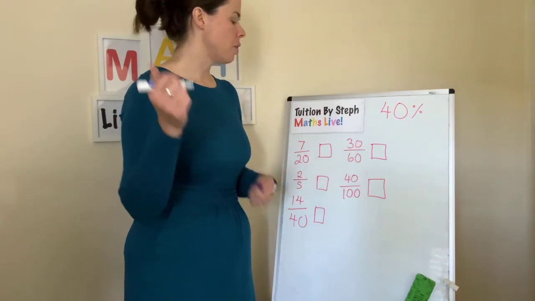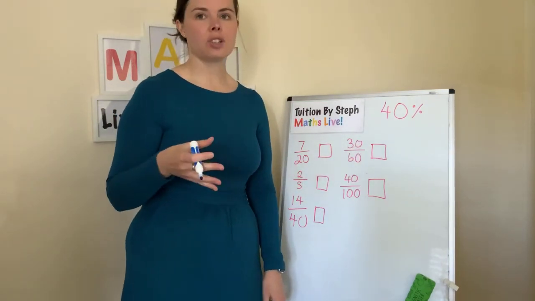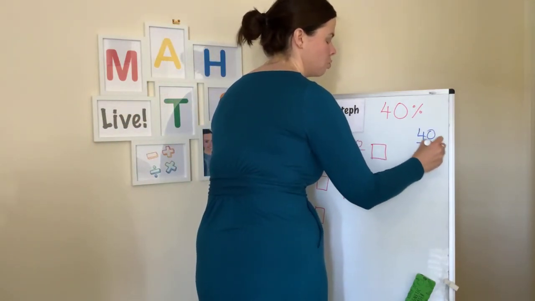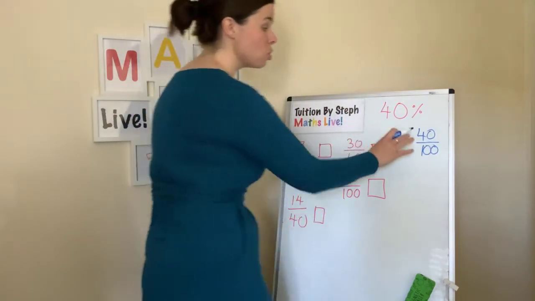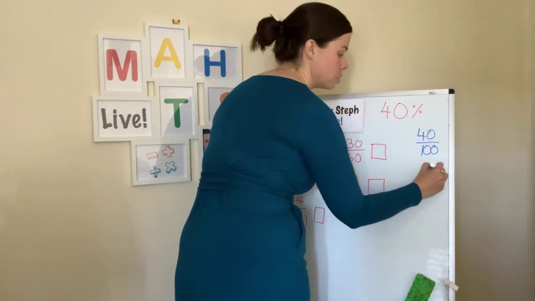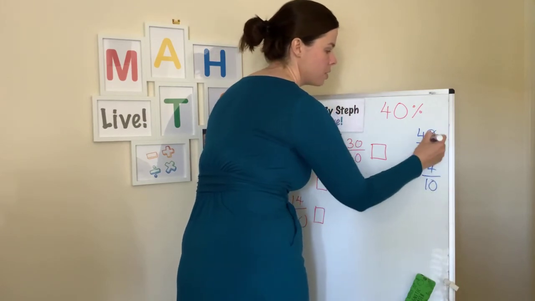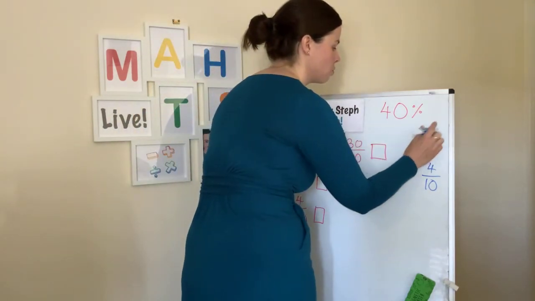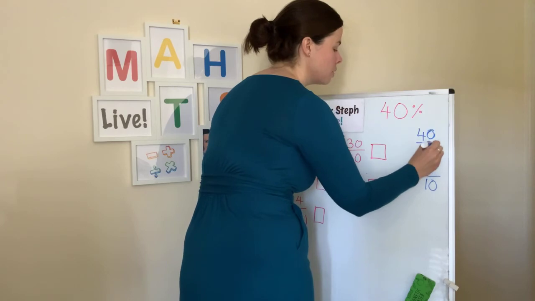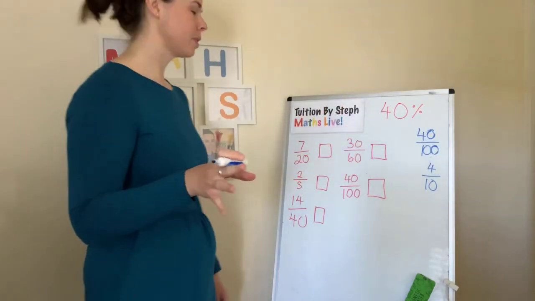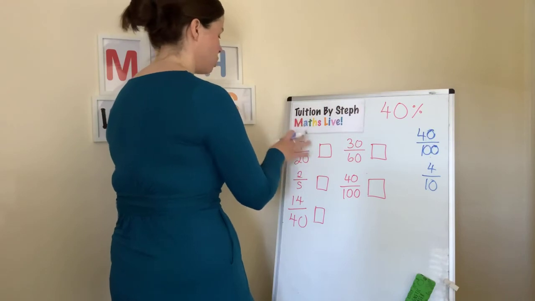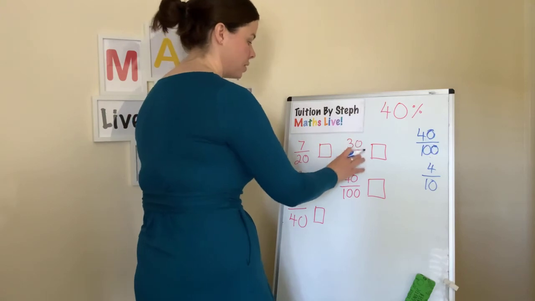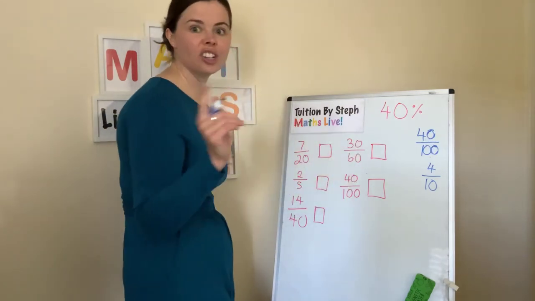Okay. So, first of all, 40% as a fraction. I know 40% as a fraction is 40 over 100. That's also equivalent to 4/10, because if I get rid of the zeros on top like that, it means the same. 4/10 is the same as 40 over 100. So there's my two little facts that I've got ready for me. So if I now start looking at the problems, I've got 7 over 20, 2/5, 14 over 40, 30 over 60, and 40 over 100.